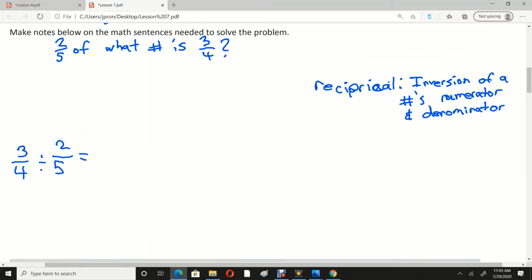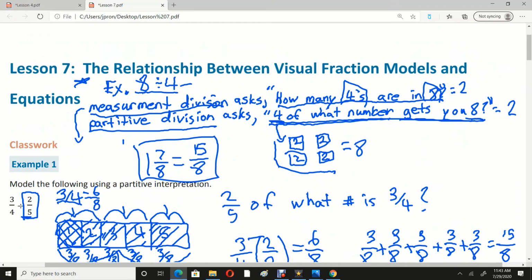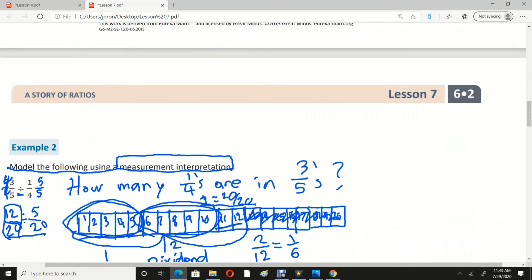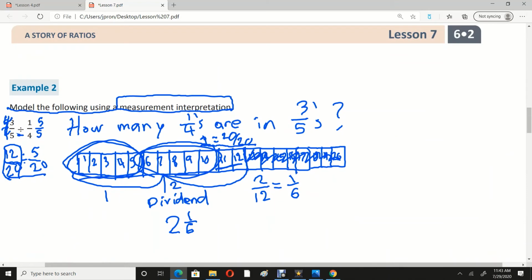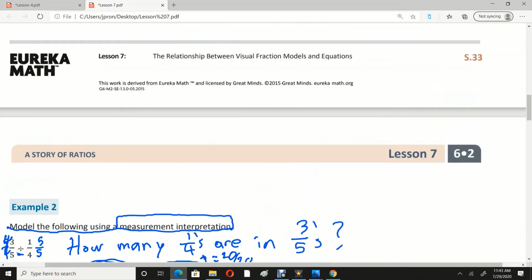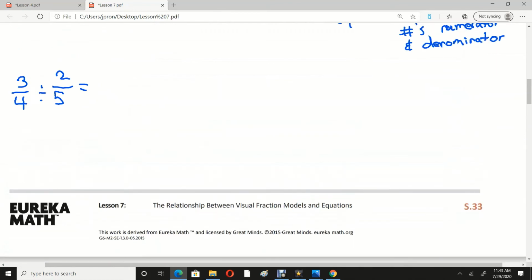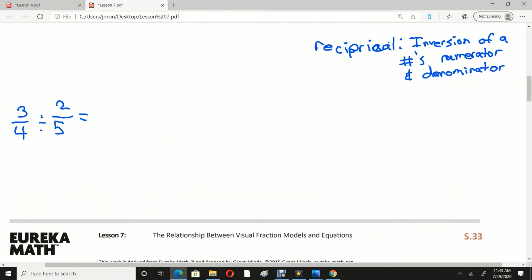So which model was your favorite? Did you prefer the partitive division method, or did you prefer the measurement interpretation? You need to pick one because you're going to be asked to model using one of those methods in the following exercise. But right now, let's take a real quick breath.